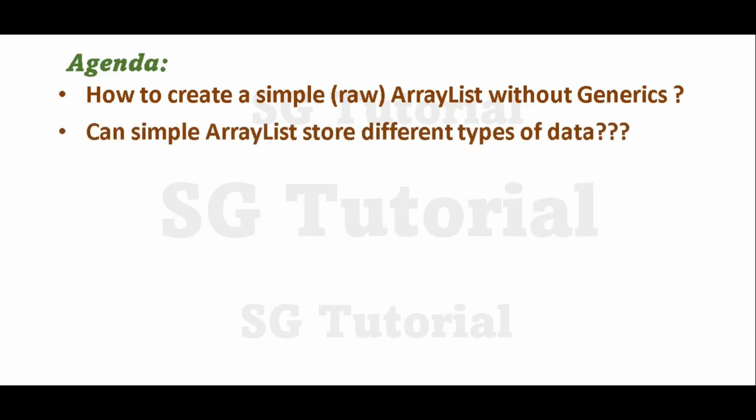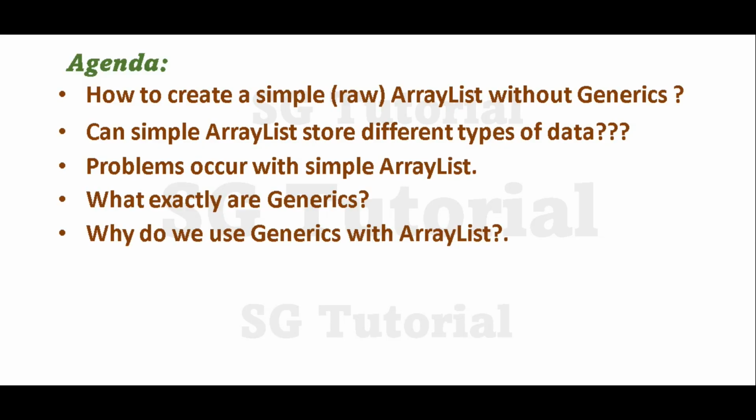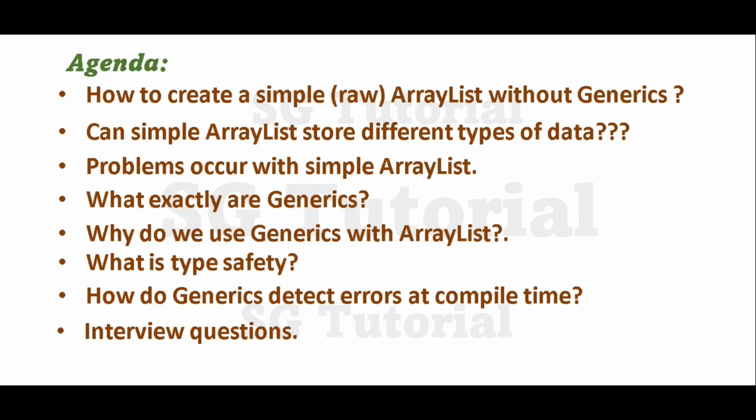After that we will see the problems that can occur when we work with simple array list, especially typecasting and class cast exception. After that, we will introduce generics and understand what exactly are generics, why do we use generics with array list, what is type safety, how do generics detect errors at compile time, how do generics eliminate the need for explicit typecasting, and we will also understand why primitive data types like int, double and boolean cannot be used directly with generics. And finally, we will discuss frequently asked interview questions based on these concepts.